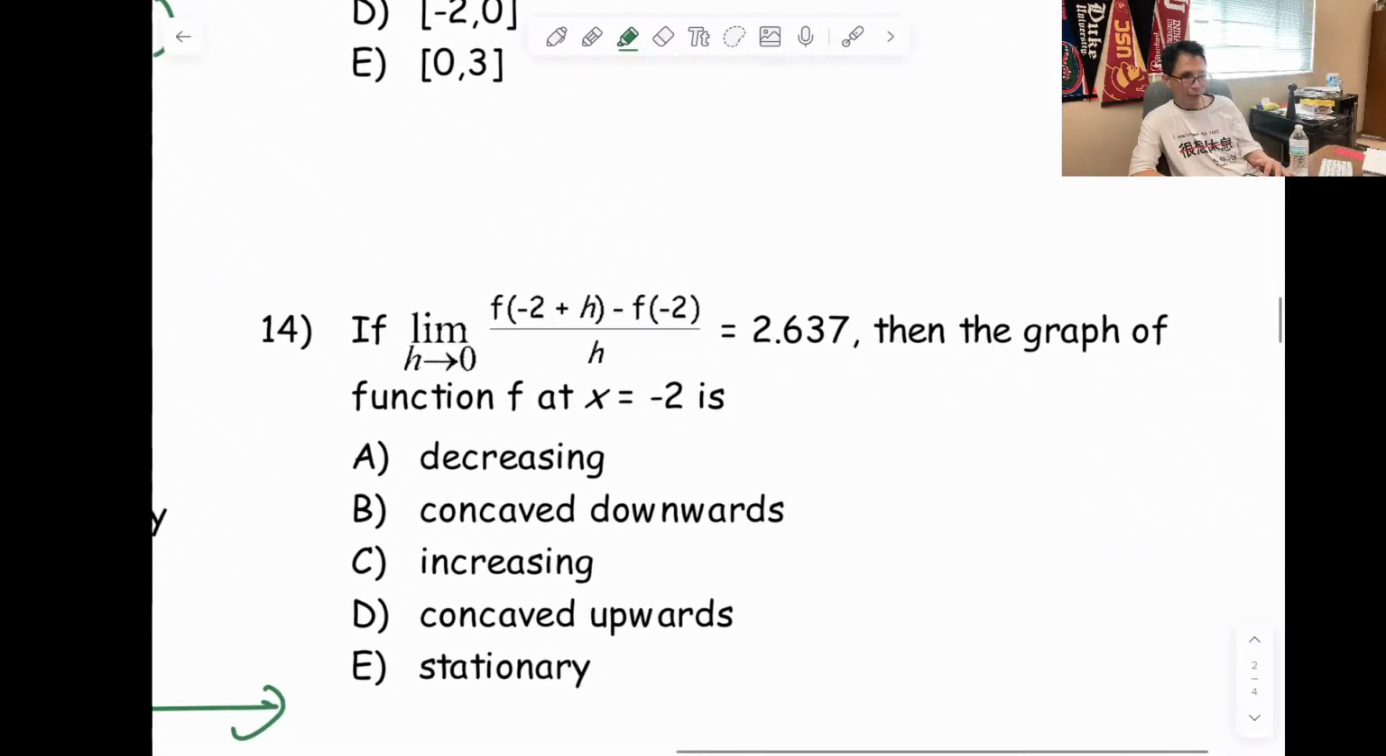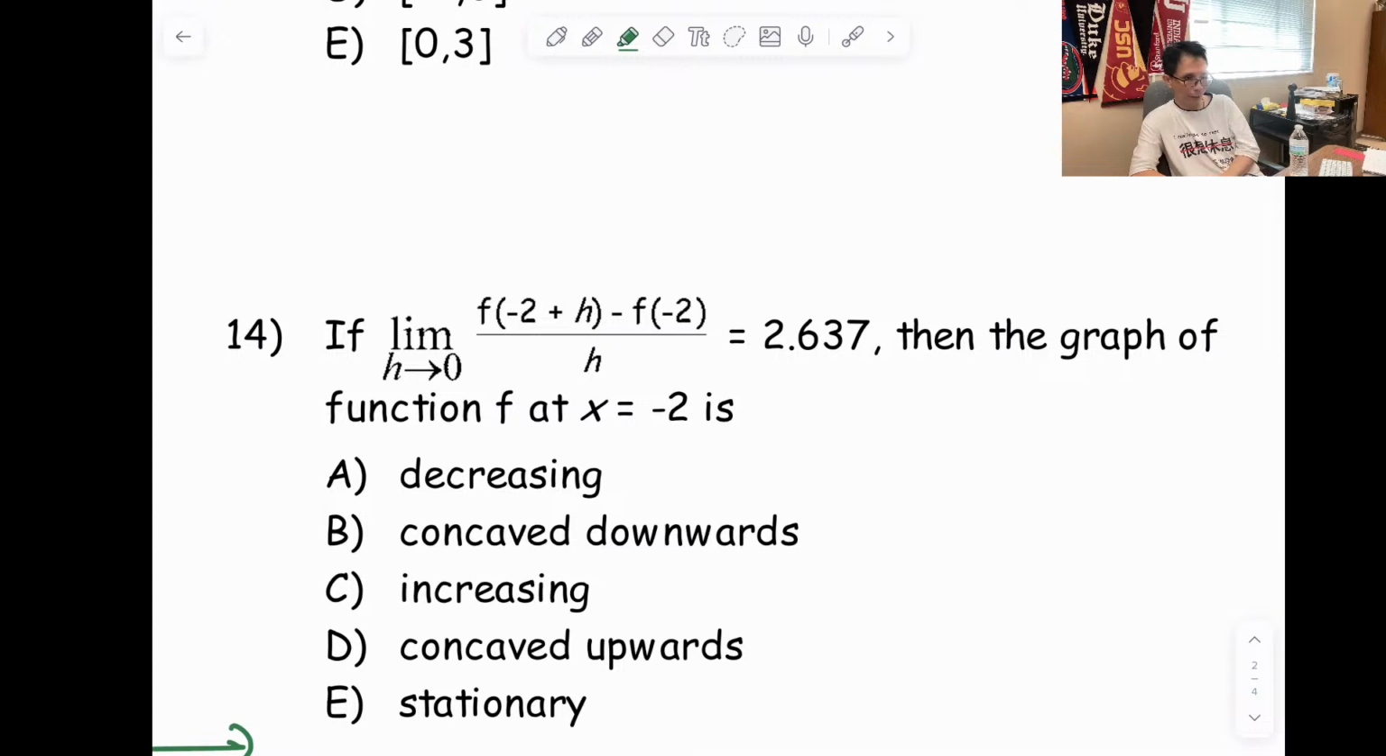Now, a lot of people didn't know how to do this one. Let me ask people. Who voted E? Raise your hand. Anybody vote E, stationary? Would 0 be a parenthesis? 0 will be parentheses. Okay, 14. Does anybody say stationary? Does anybody say concave upwards? Concave downwards? Decreasing? Increasing? Alright, good.